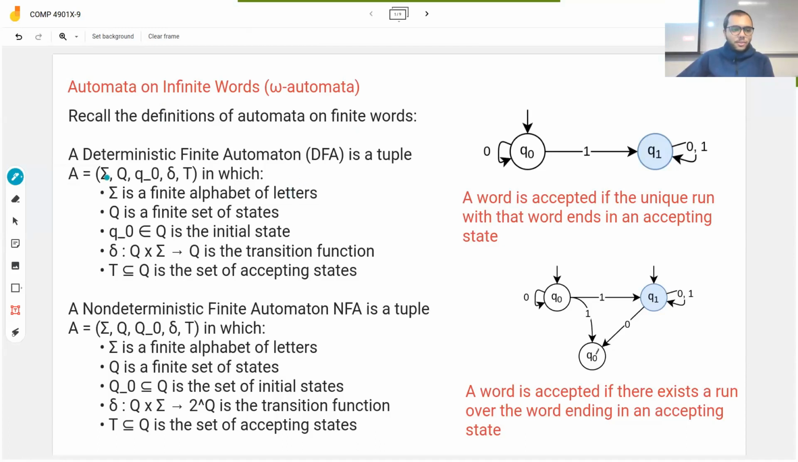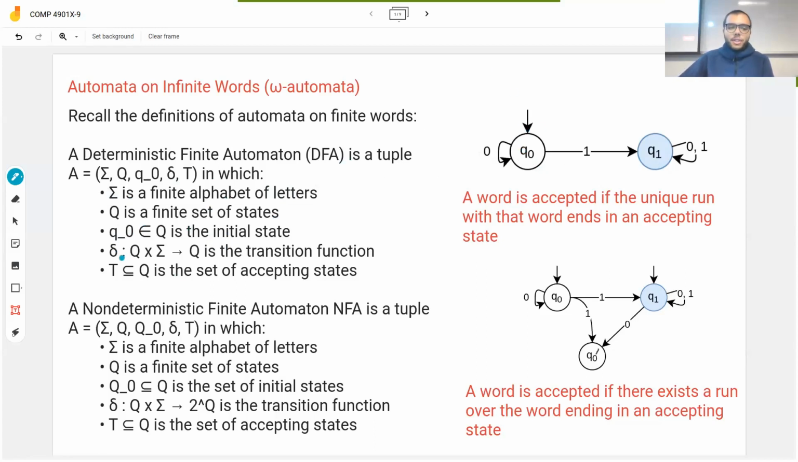I hope that you know from your previous courses that a deterministic finite automaton basically has these parts, and it looks kind of like this. So you have an alphabet, which you use to write your words. Every element in this alphabet is called a letter. You have a finite set of states. In this case, I have two states, Q0 and Q1. You have an initial state, which I always show with Q0. So the automaton always starts at this initial state.